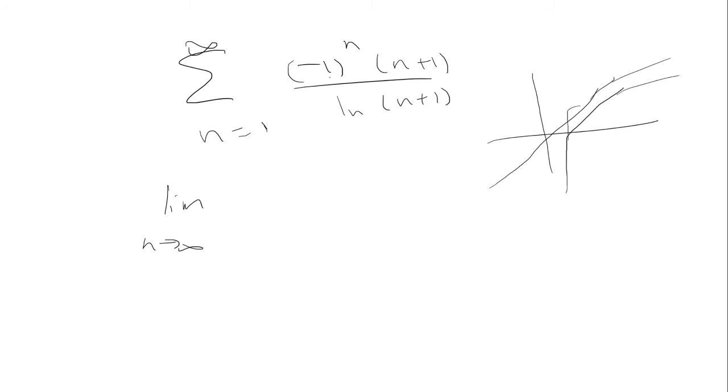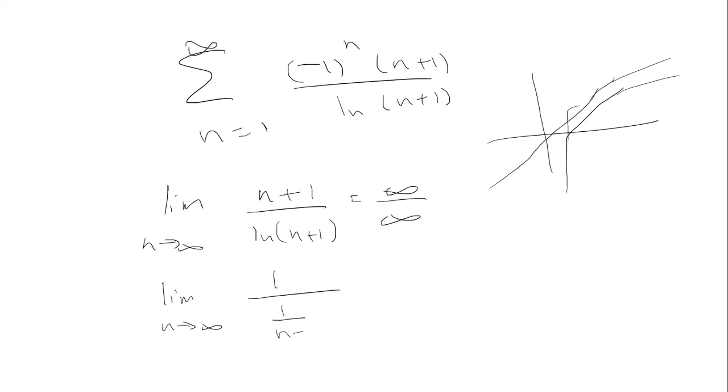So I'm going to ignore the negative 1 to the n, and look at n plus 1 over ln of n plus 1. So I get infinity over infinity, so I can just do L'Hopital's rule. Derivative of n plus 1 is 1. The derivative of ln of n plus 1 is 1 over n plus 1 times the derivative of n plus 1, which is 1. So I can just rewrite this as n plus 1, and this limit is infinity. So automatically this diverges. And I don't have to test the other two conditions.